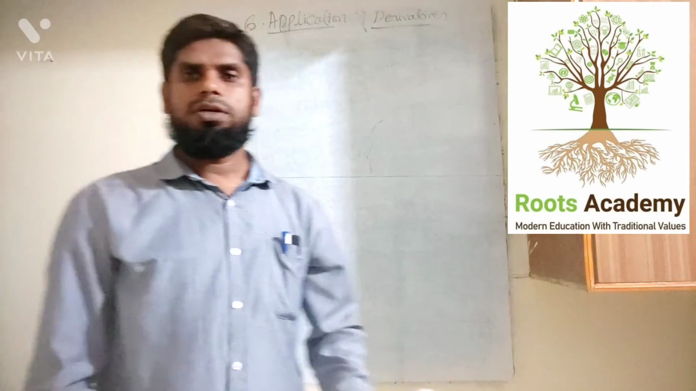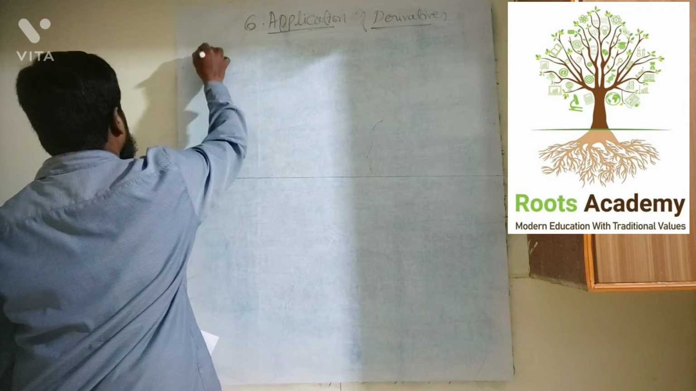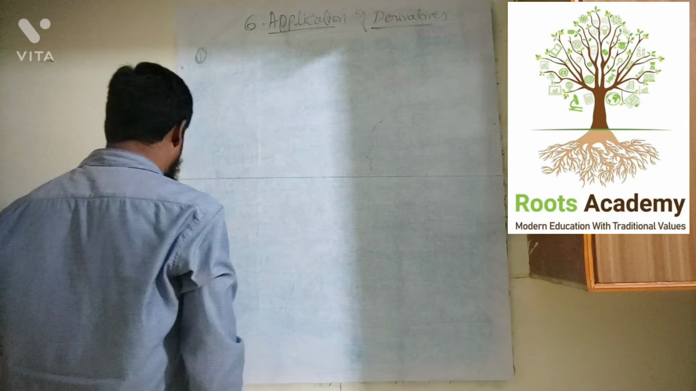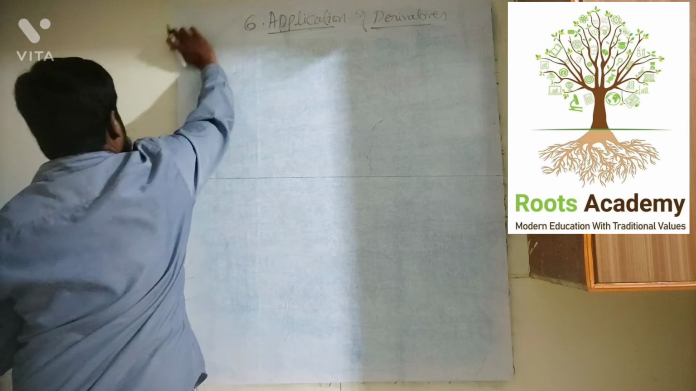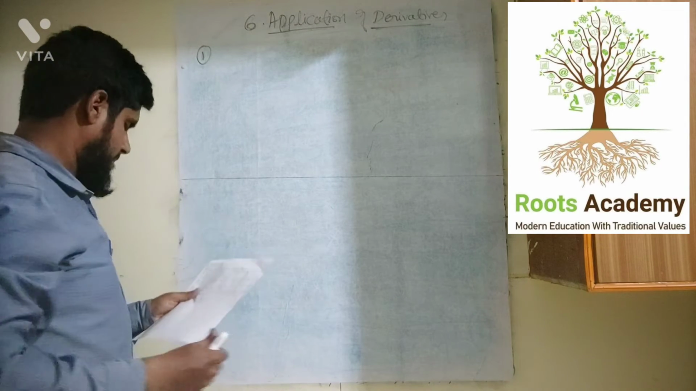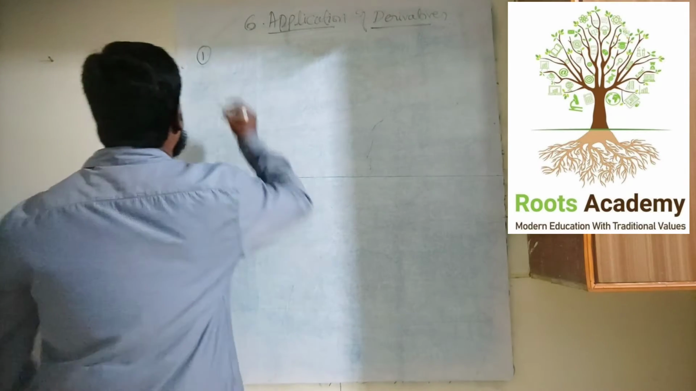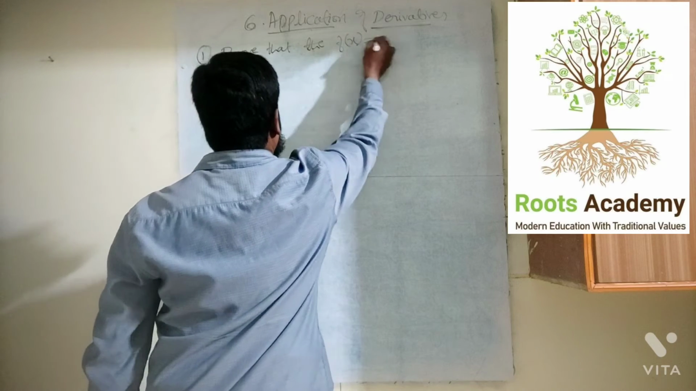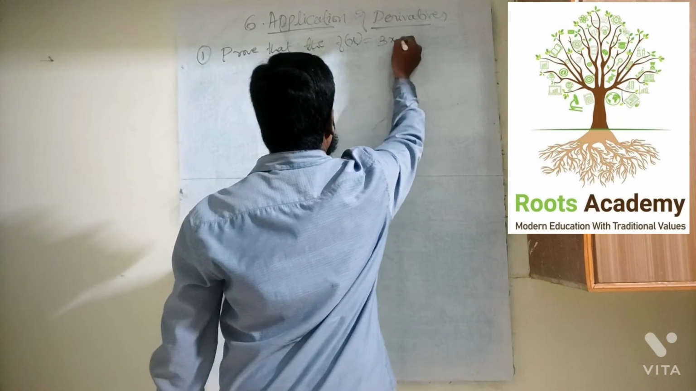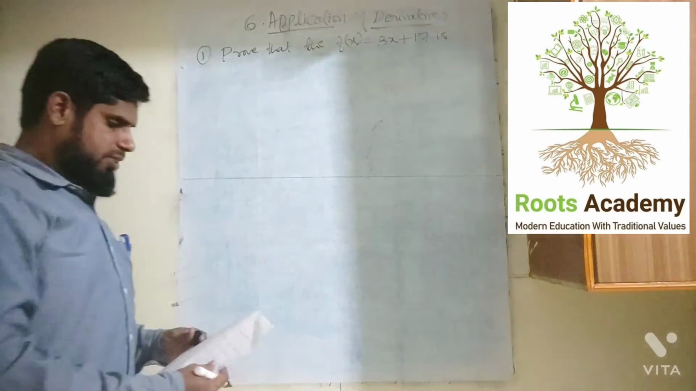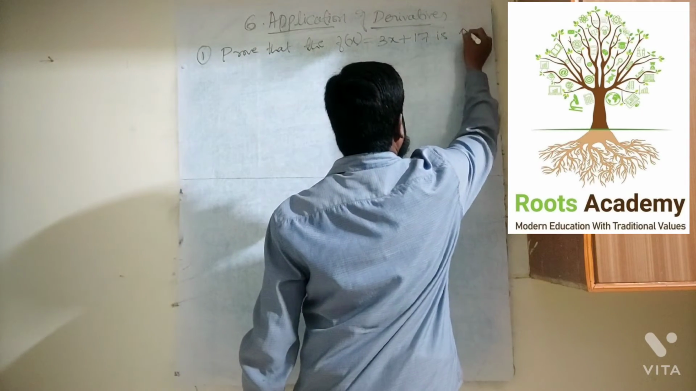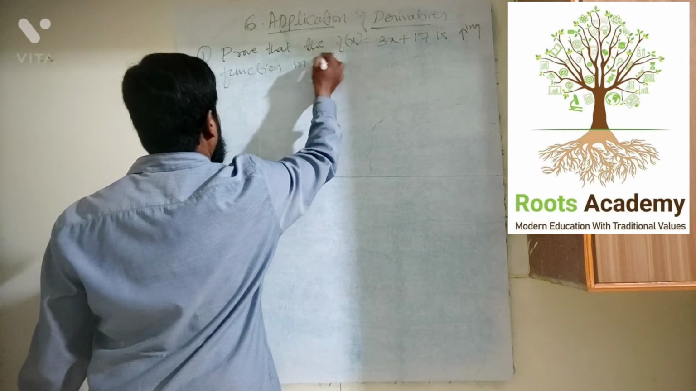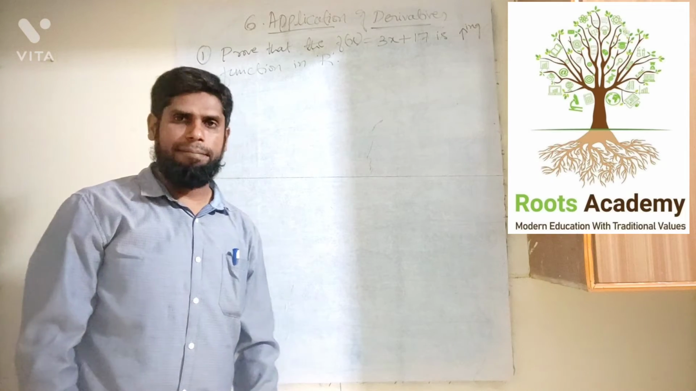Okay students, now let us go to the problems. So we will take the first problem. The first problem says: prove that the function f of x is equal to 3x plus 17 is an increasing function in R. R is the set of all real numbers.